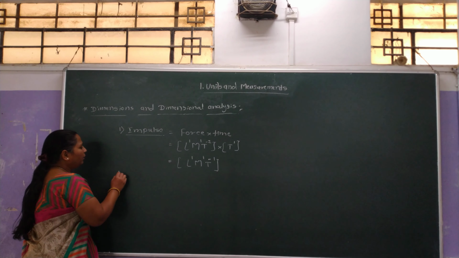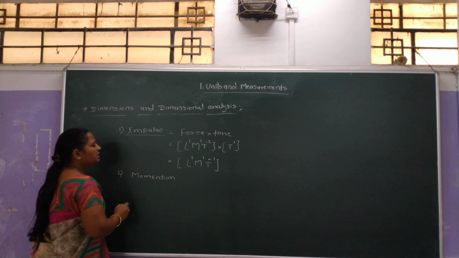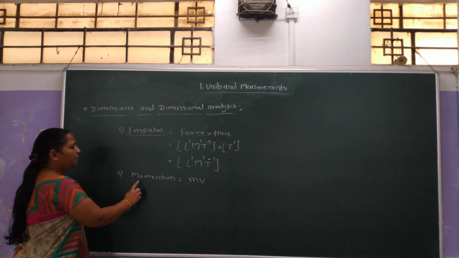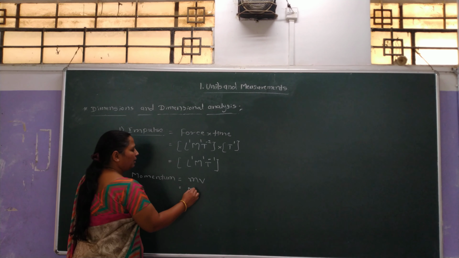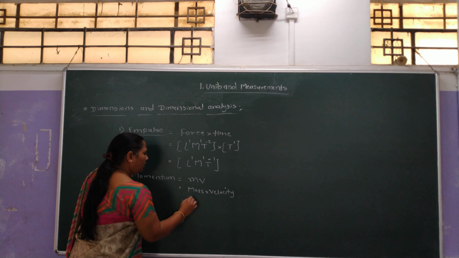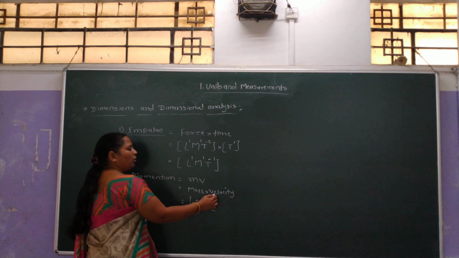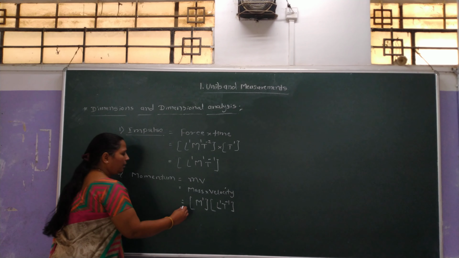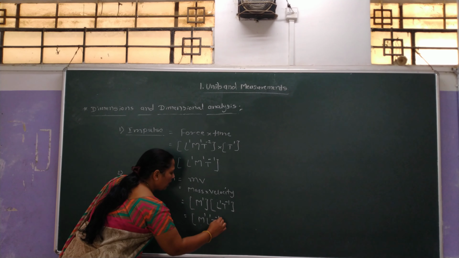Now we find out the dimension of momentum. Momentum is the product of mass and velocity. The dimension of mass is M1, and velocity is distance upon time, which means L1 T minus 1. Then the dimension of momentum is M1 L1 T minus 1.